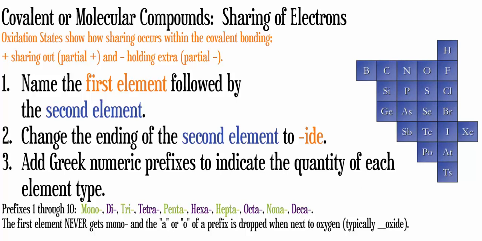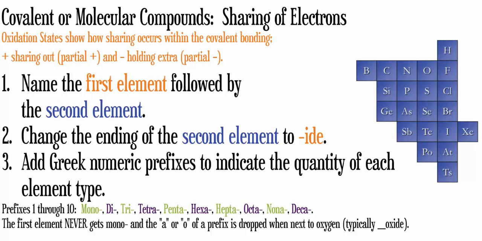First, name the first element followed by the second element. Second, change the ending of the second element to "-ide." And third, which is mandatory, add Greek numeric prefixes to indicate the quantity of each element type.